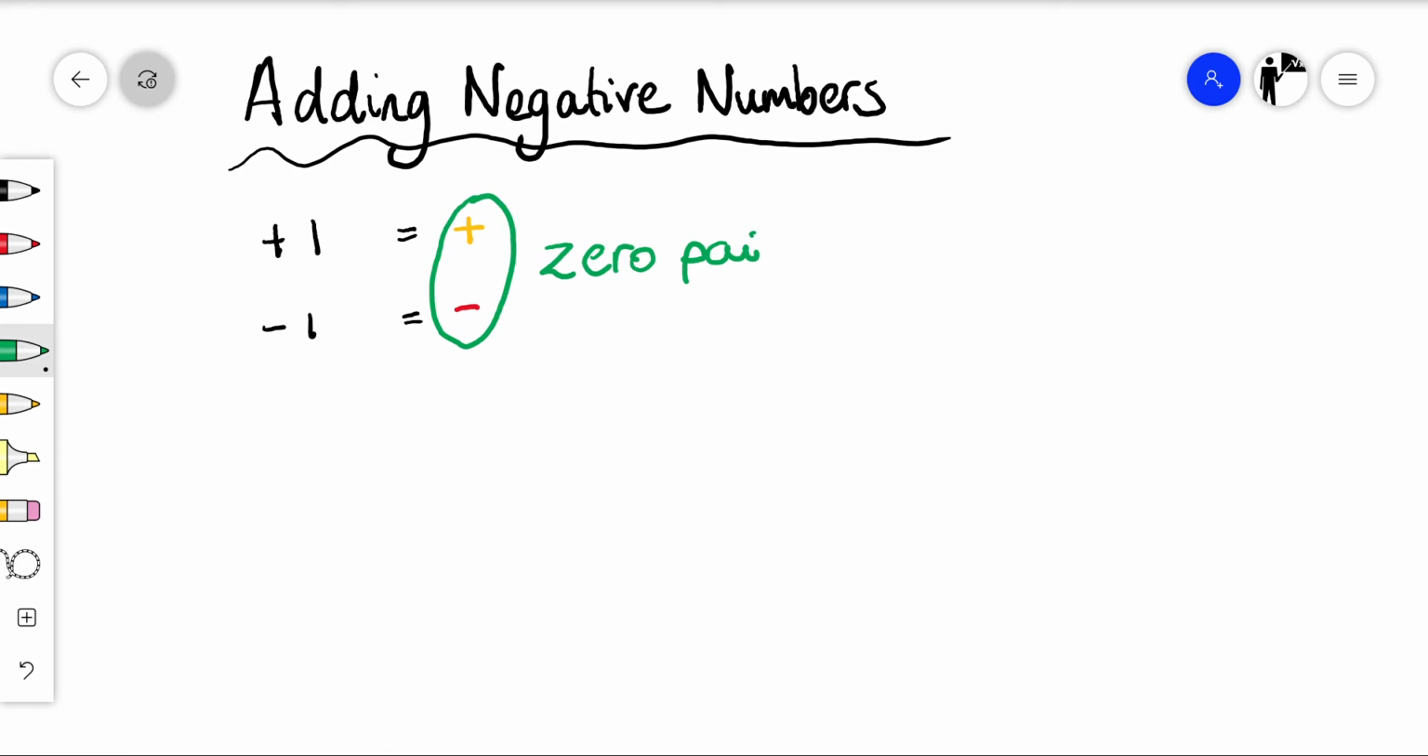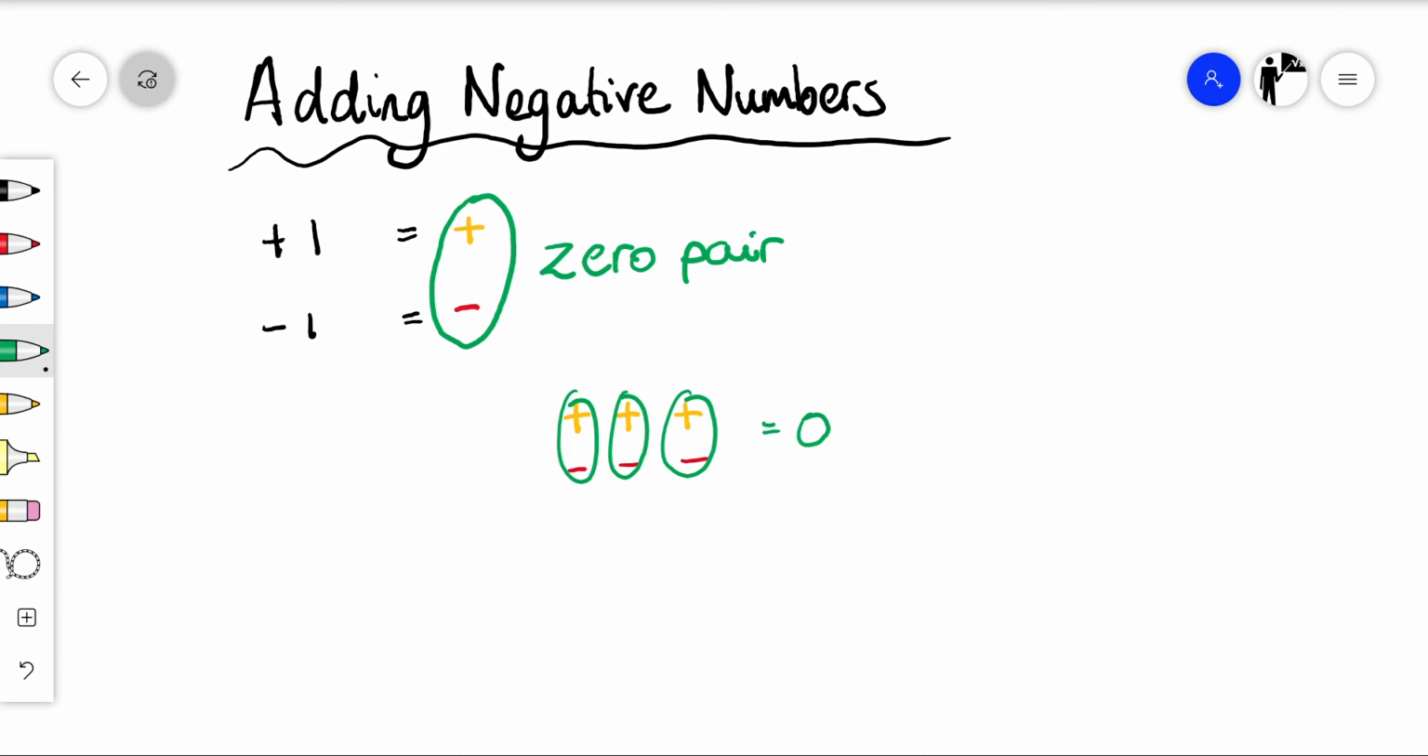And zero pairs are really important because they allow us to notice things that will simplify a lot quicker, because we know if we see a plus and a minus together, that is 0. So for example, if I've got plus 3 and if I've got minus 3, well, I can see 3 zero pairs. So I know that I've got 0 here.